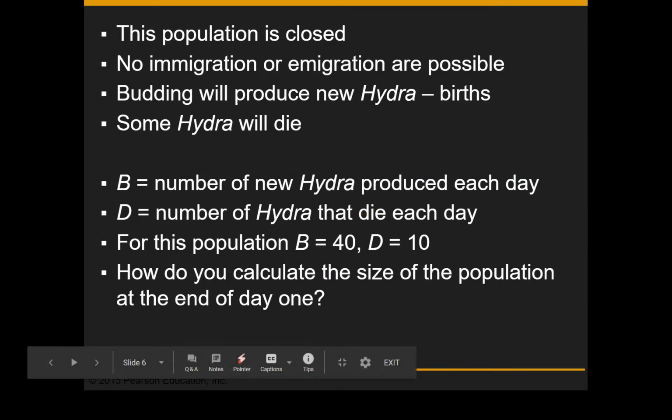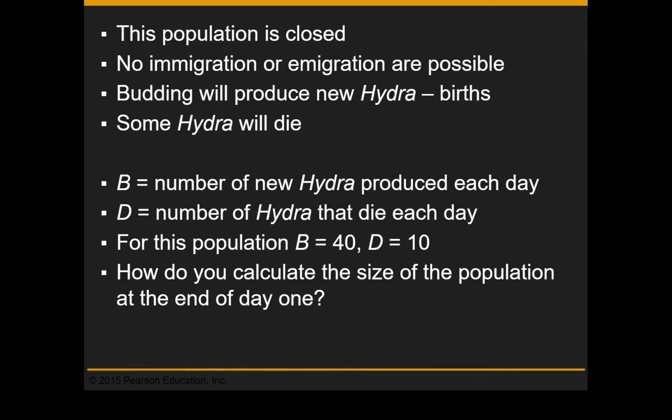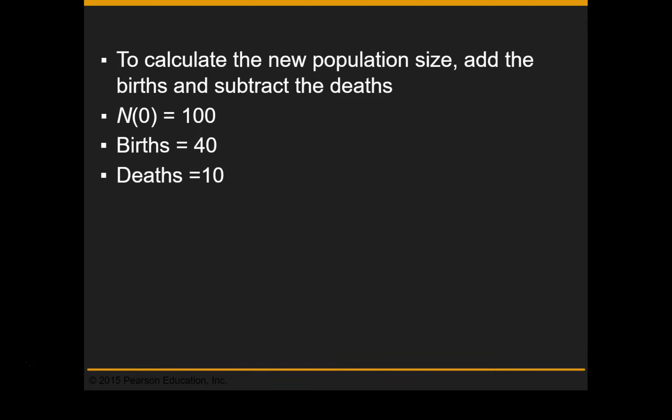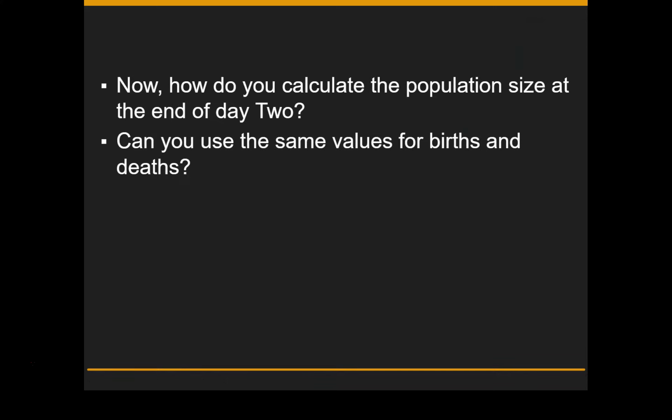So how do we calculate the population size on day 1? Well, it's the number at day 0 plus the number that are born, subtract the number that die. So just like we just did, N of 0 is 100. There are 40 births and 10 deaths, which leaves us with 130 organisms. So now, though, the problem becomes slightly more complicated. How do we calculate population size at the end of day 2? Can we use the same number of births and can we use the same number of deaths? And the answer to that question is no, we cannot.